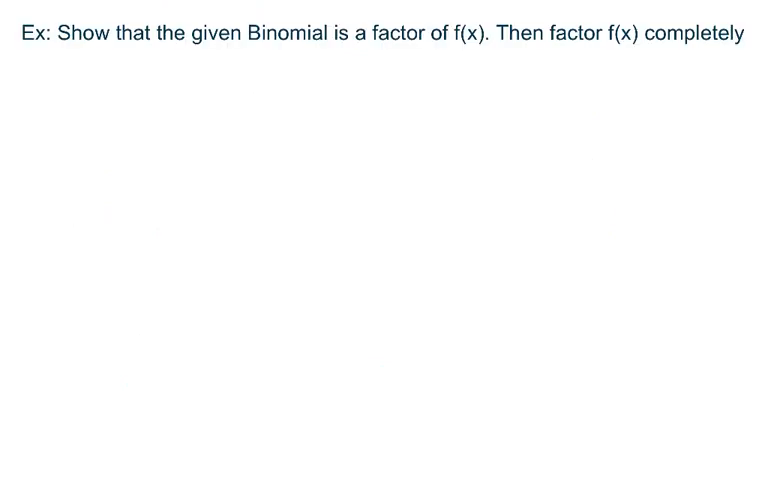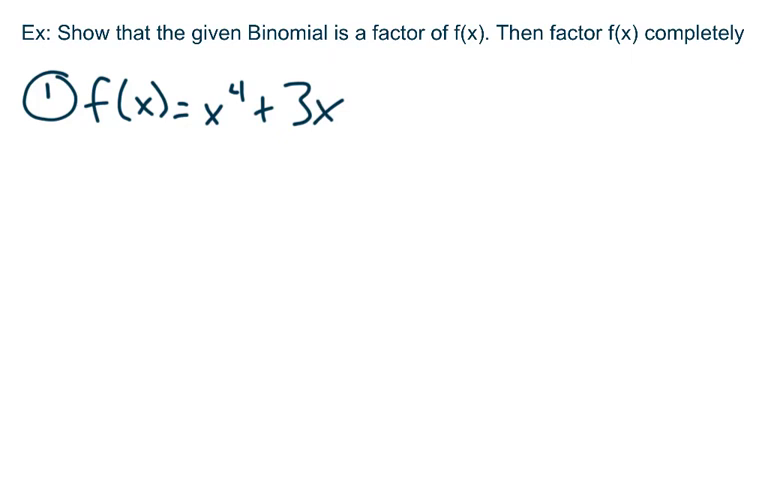All right, the last example here says show that the given binomial is a factor of f of x and then factor f of x completely. So let me give you the f of x. F of x is equal to x to the 4th plus 3x to the 3rd minus x minus 3. And we need to show that the binomial x plus 3 is a factor, and then we're going to factor it completely.